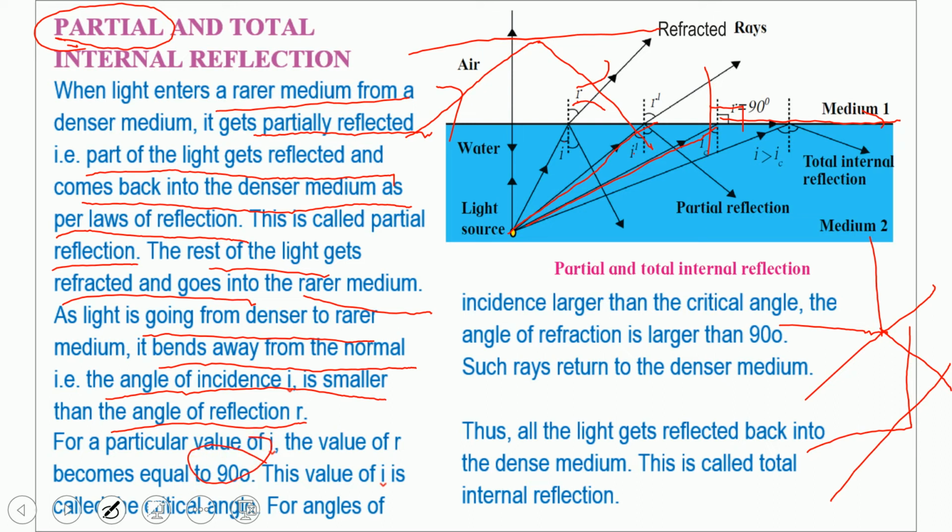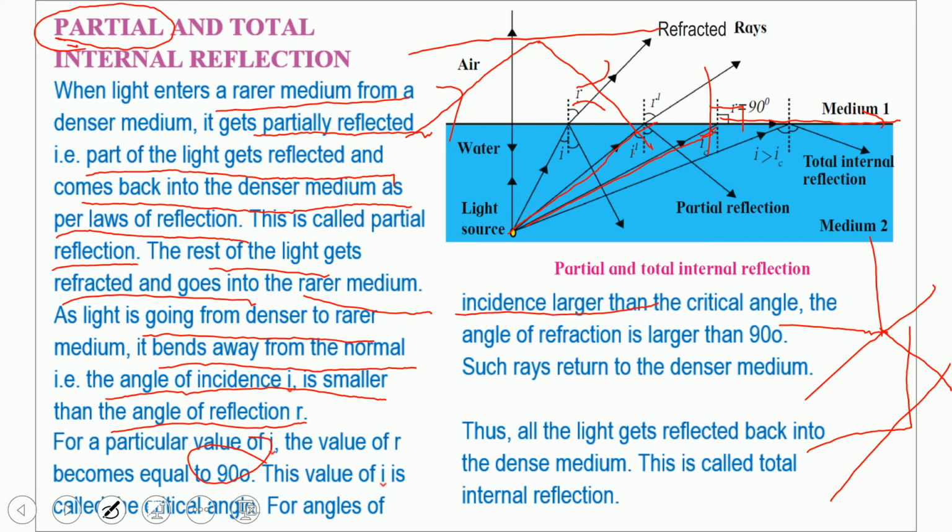This value of I is called the critical angle. What is the critical angle? The critical angle of incidence is the angle of incidence when the refracted angle is 90 degrees. Refracted angle is 90 degrees, then we can say that it is the critical angle.